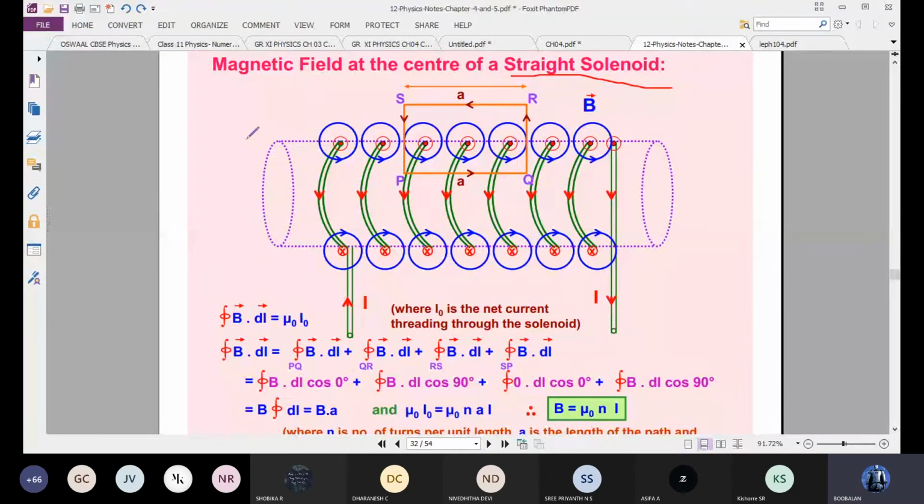So first of all, what is a solenoid? A solenoid means an insulated copper wire wound closely in the form of a helix. It is called a solenoid. After I give the definition, you can note it.